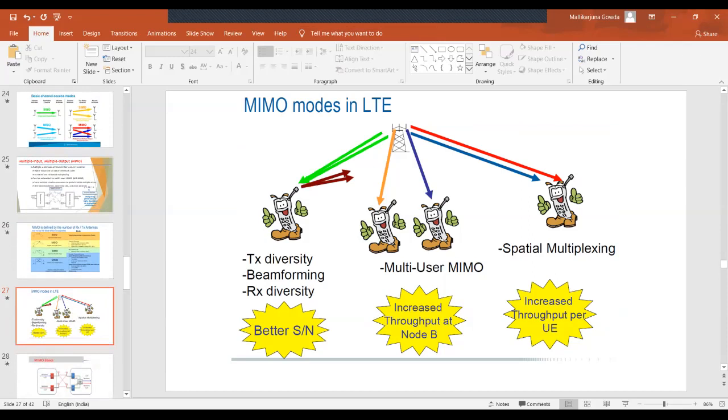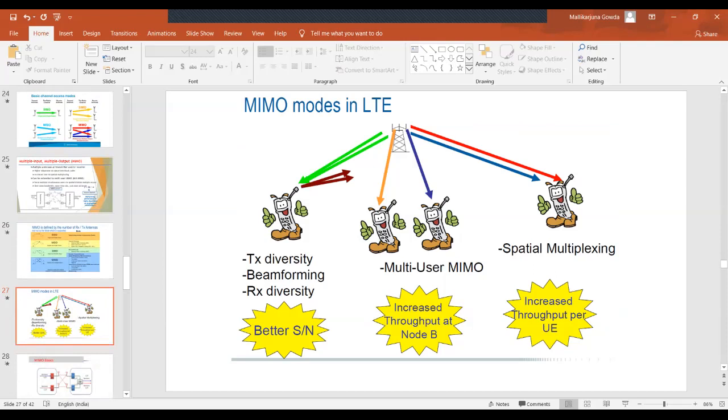So in case of the first one, this is MIMO, multiple input and multiple output. Two lines are shown on this side and two lines on that side. This provides transmit diversity and receive diversity, and beam forming is also possible.